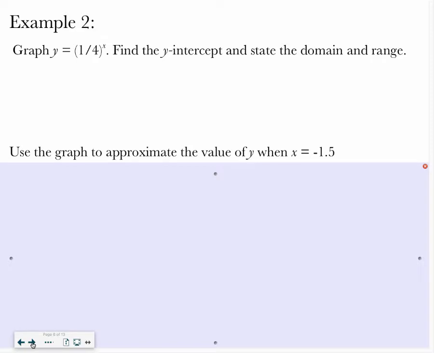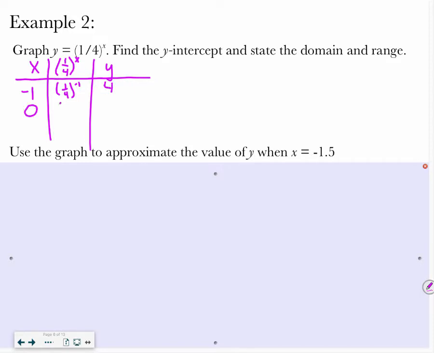All right, let's talk about example 2. We have graph y equals (1/4)^x. Again, I'm going to make an xy table. So I say x, my function is 1/4 to the x power, and then y. If I plug in a -1, 1/4 to the -1 power is 4. If I plug 0 in, 1/4 to the 0 power is 1. And if I have 1, I have 1/4 to the first power, that is just 1/4.